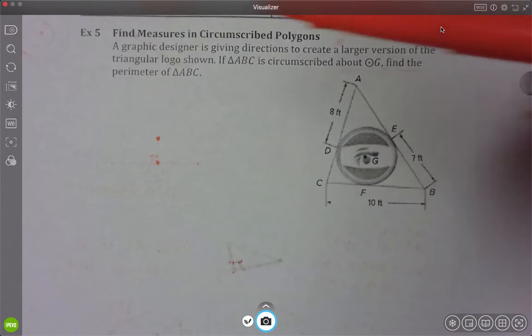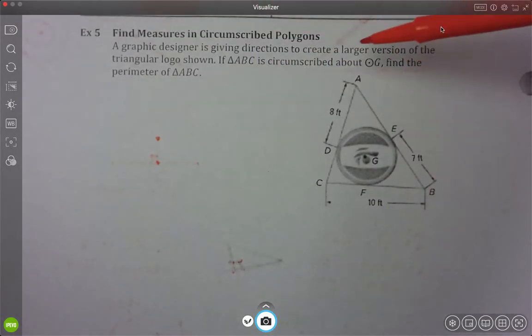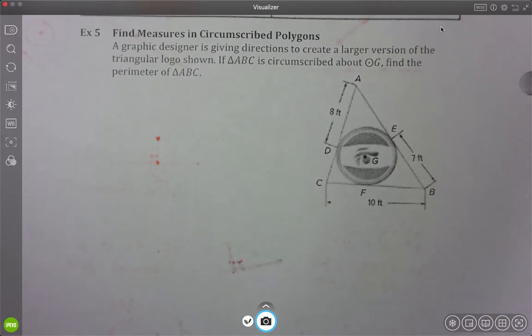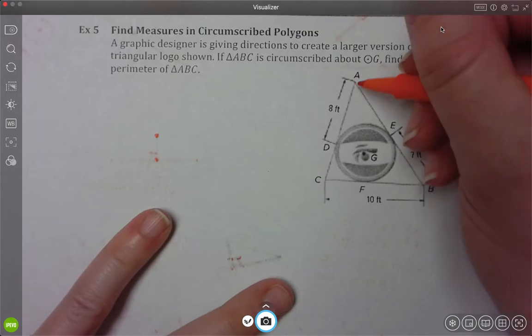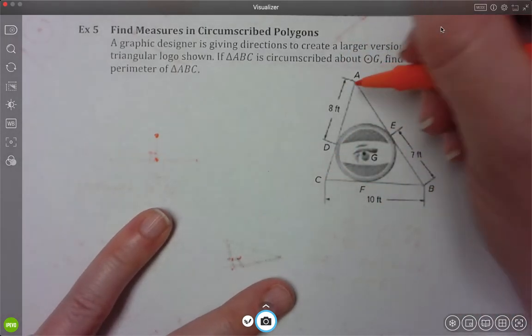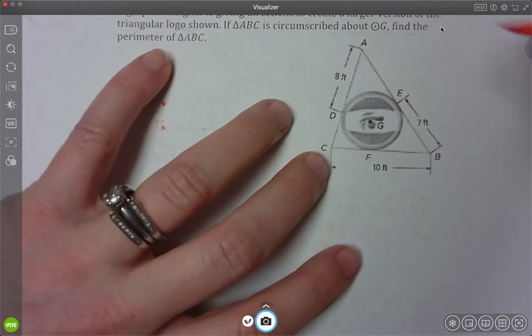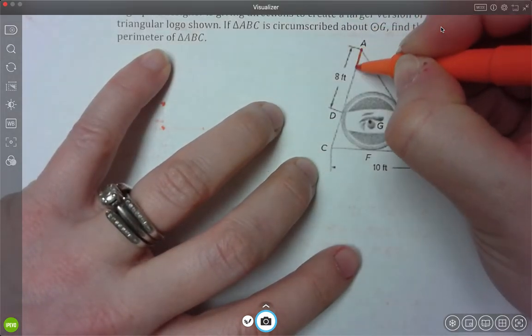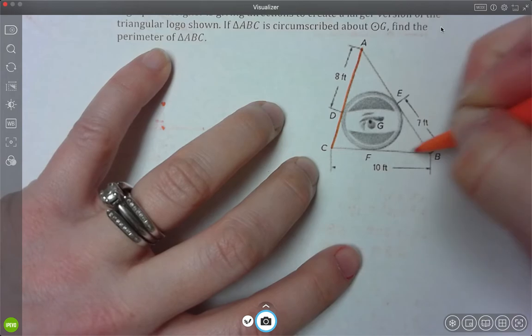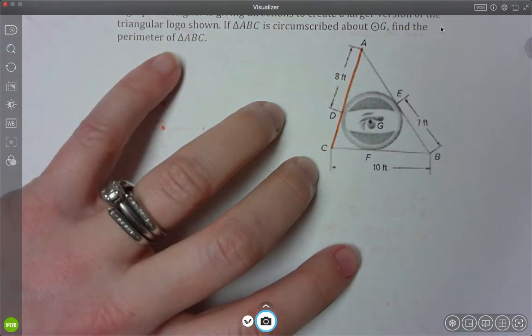Okay, so a graphic designer is giving directions to create a larger version of a triangular logo shown. If ABC is circumscribed about circle G, so this outside triangle is circumscribed about the outside of G. They want to know what the perimeter of this is. So I want to know what this length is, this length is, this length is. I'm going to add them all together, okay?